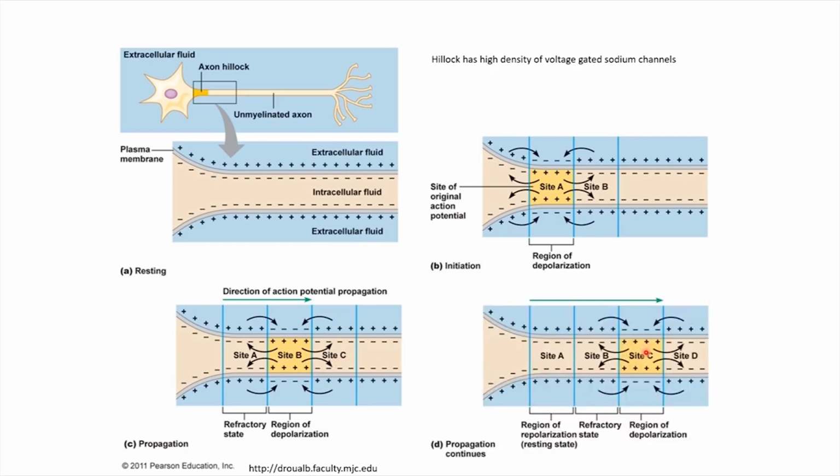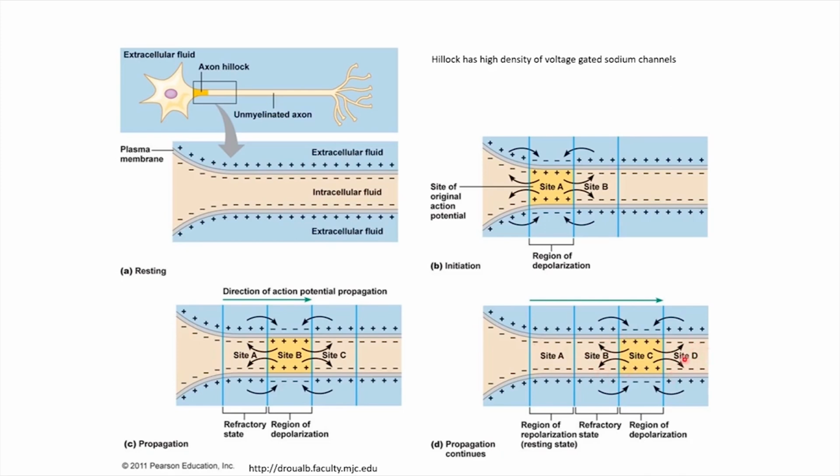So it can go again to the next region, site D. So the action potential is not just passively flowing along an axon, it is in fact getting regenerated at every point of the axon. So this is a very active transmission. It's not just a passive transmission. And this will consume some energy also.